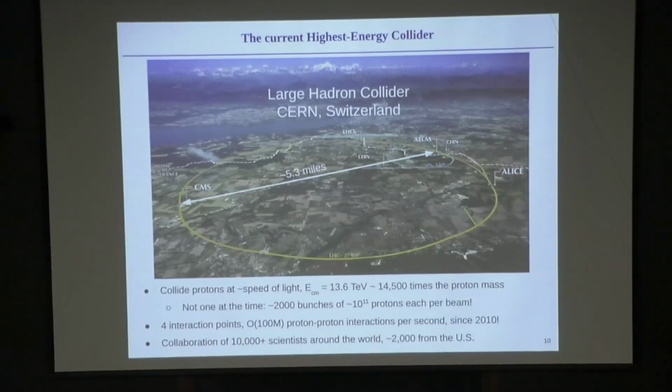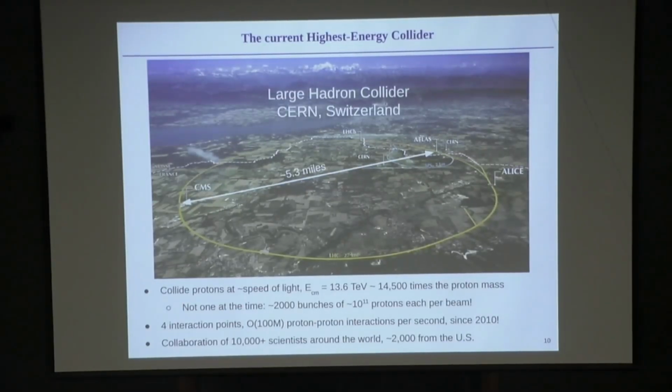And this is a collider that collides protons that are accelerated essentially to a speed very close to the speed of light, and they collide with a center of mass energy of 13.6 TeV, which is essentially an energy that corresponds to about 14,500 times the mass of the proton. So in the most idealistic case, although the reality is a bit different, we could, in principle, create a particle that is as massive as 14,500 times the proton.